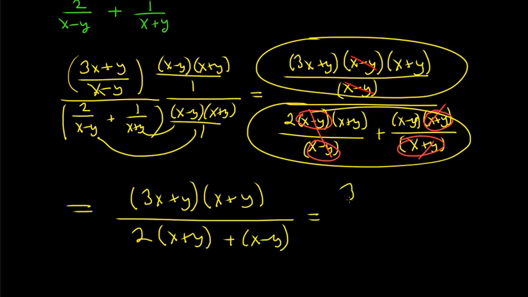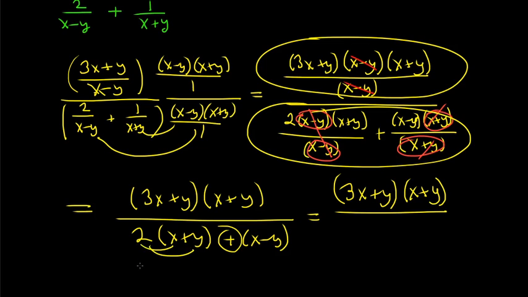So I'm not going to multiply out the numerator. I'm going to leave it as 3x plus y times x plus y. Now, in the denominator, we don't have a choice. We're going to have to add these terms. So we get 2x plus 2y plus x minus y. Okay, so 2x plus x is 3x, and 2y minus y is y.